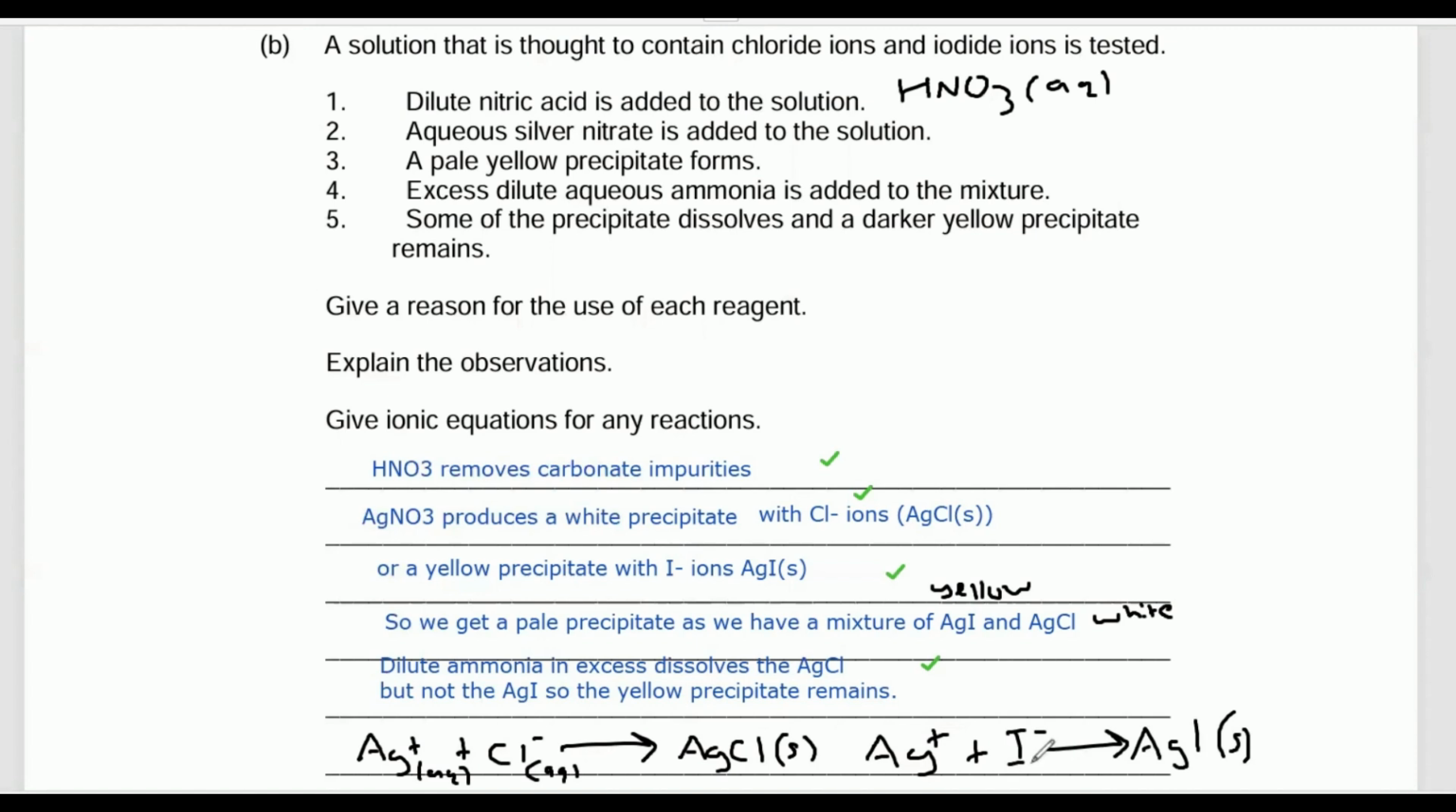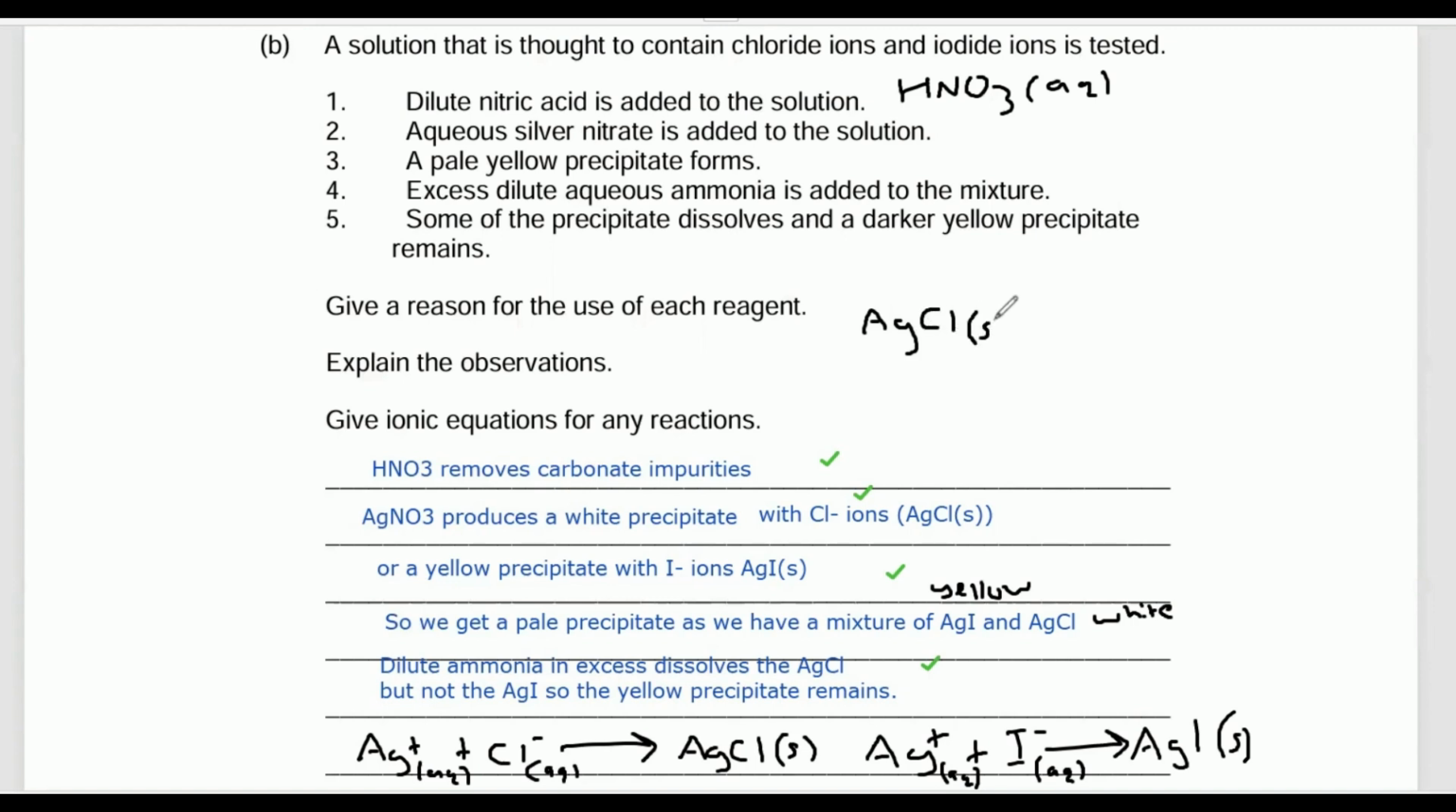Okay, now it says, give ionic equations for any reactions. Well, we've got a reaction when the chloride ions dissolve. So we can show that like this. Obviously silver iodide doesn't dissolve, so there's no reaction.